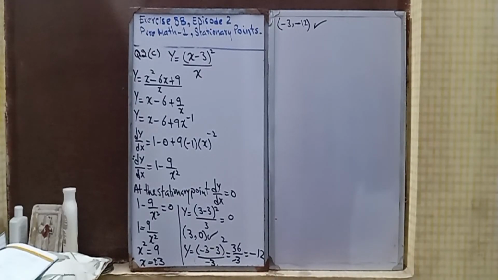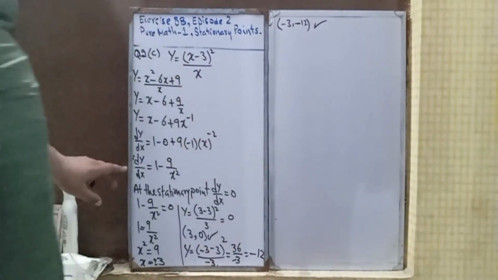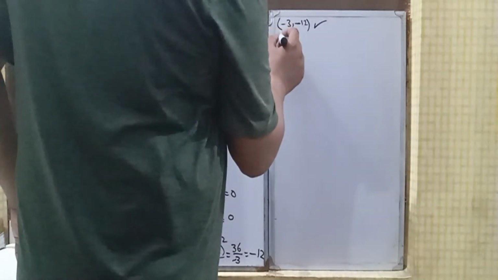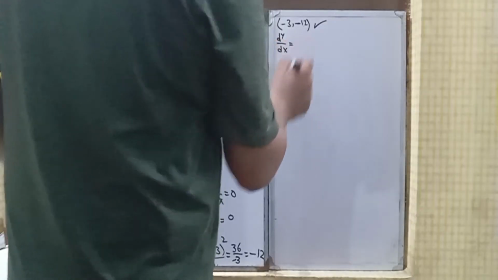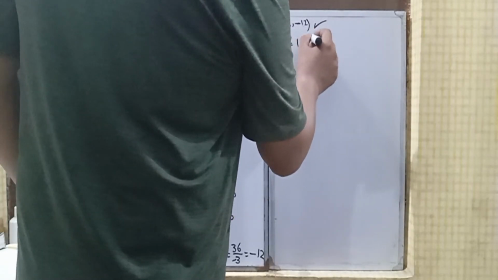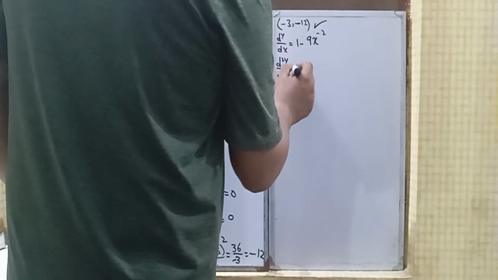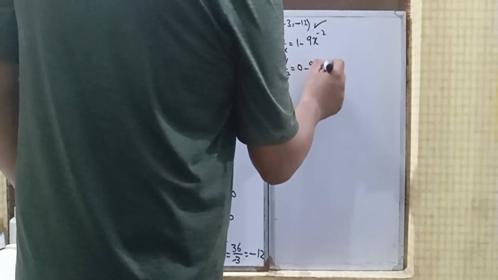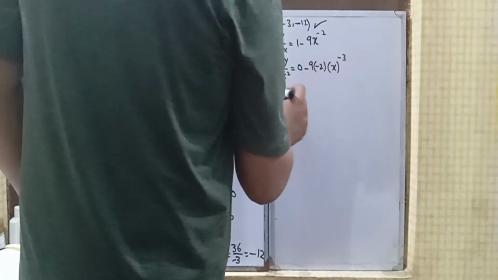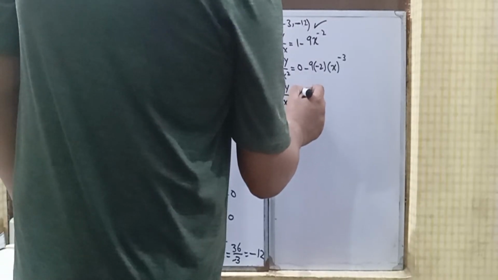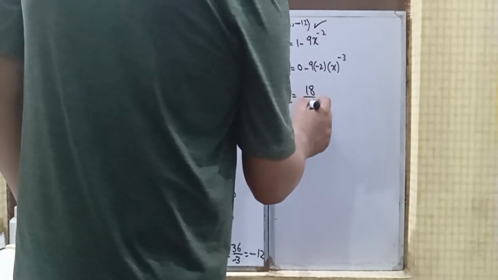Okay. Now I have to find out the nature of the point, whether this stationary point is a maximum point or a minimum point. For that purpose, I will take the second derivative. So this is my first derivative, dy by dx equals 1 minus 9 into x raised to power minus 2. I will find the second derivative. This is 0 minus 9 into minus 2 into x raised to power minus 3. So my second derivative becomes positive 18 divided by x cube.